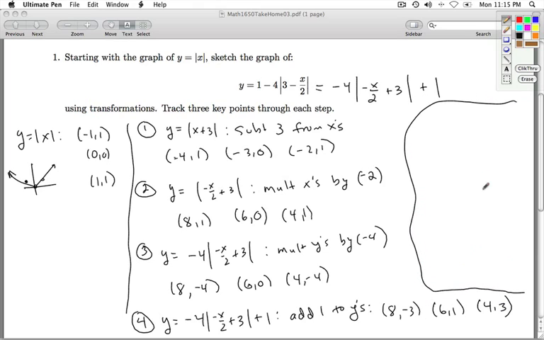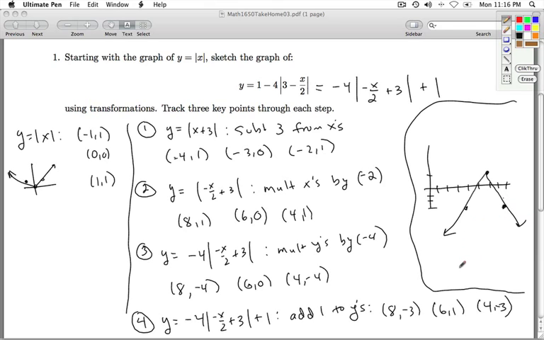Since we're running out of space here on the screen, we'll go ahead and graph these 3 key points. We have 8, negative 3. We have 4, negative 3, excuse me. And we have 6, 1. These are our 3 key points. How do we connect these points? It's an absolute value. We connect them with the V.